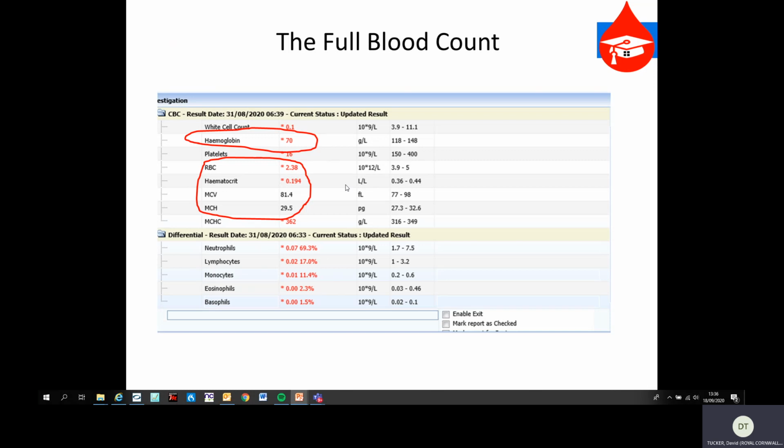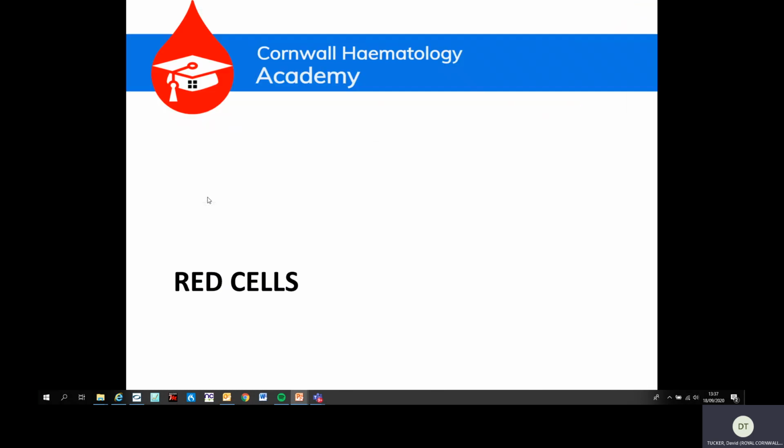So I've just circled there the things that we'll be concentrating on in this particular presentation, which is the red cells and the red cell indices. The red cells are accounted for by the hemoglobin, which is the concentration of hemoglobin in that particular sample. And then the red cell indices are the red blood cell count, the percentage of red cells in the sample, the mean cell volume, and the mean cell hemoglobin.